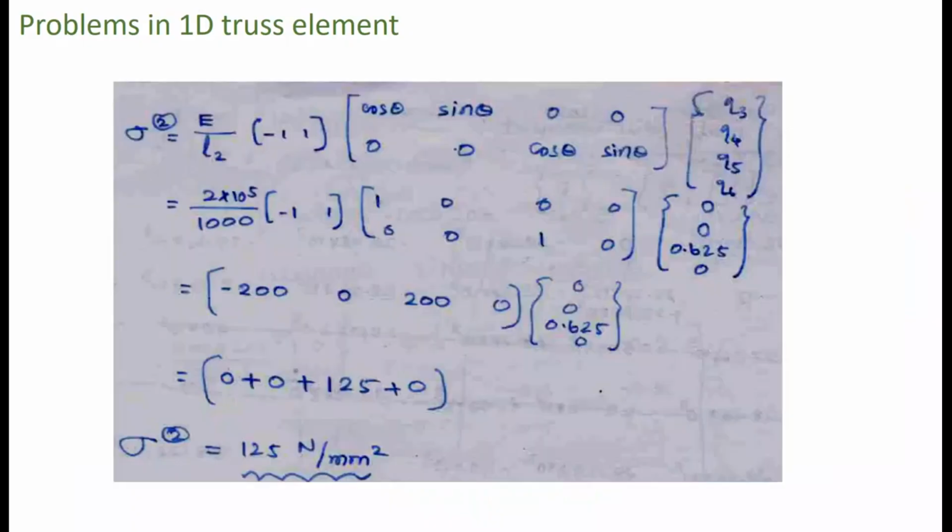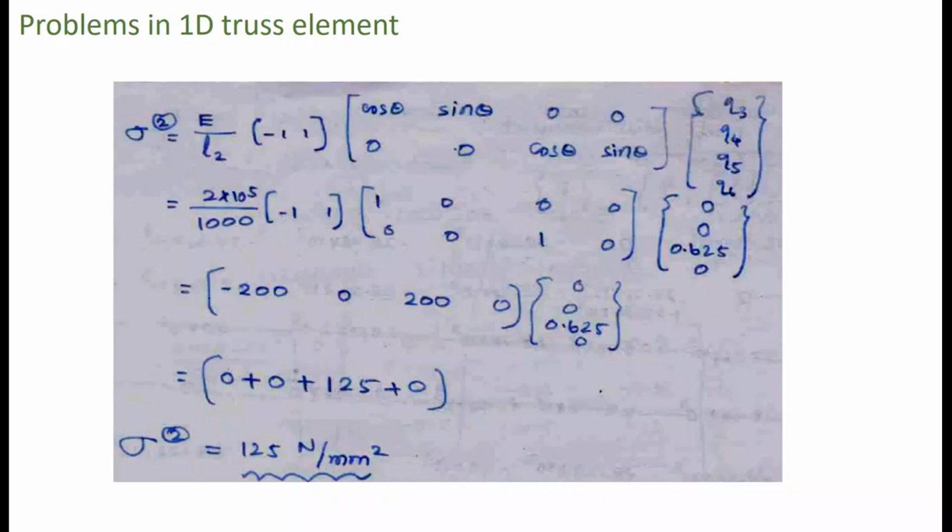Then for element 2, E divided by L2, times [minus 1, 1], times the matrix [cos theta, sin theta, 0, 0; 0, 0, cos theta, sin theta], with Q3, Q4, Q5, Q6. So 2 into 10 to the power 5 divided by 1000, times [minus 1, 1]. Cos theta is 1 and sin theta is 0, so the matrix is 1, 0, 0, 0; 0, 0, 1, 0. The displacement at node 2 is 0, 0, and for node 3 it is 0.625, 0.